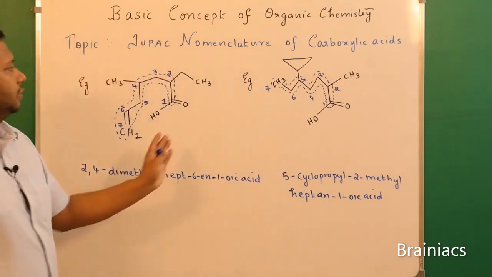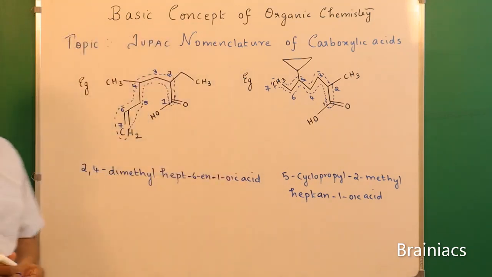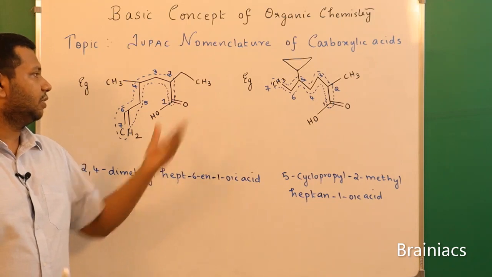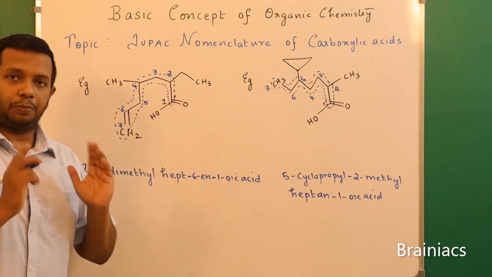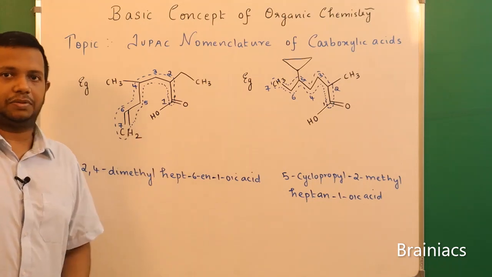Okay, so this is the way you should name the compound if COOH or carboxylic acid comes in the parent chain. Okay, I hope you understood. We will go to next examples.